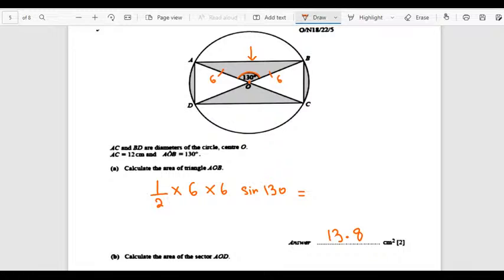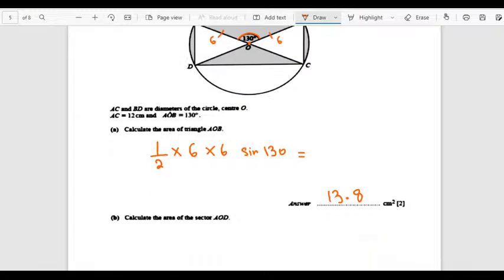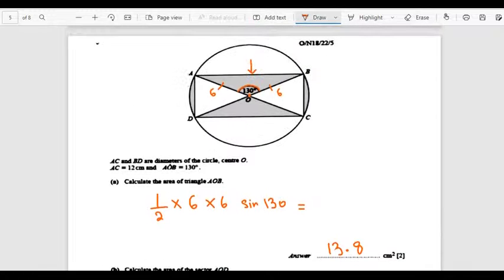Yes, ma'am. Okay. The next part says calculate the area of the sector AOD. Where is the sector? Okay, here it is A, O, and D. So I am going to rub this and now I am going to focus on AOD only. So I am interested in finding out the area of this sector. Now, how do we find area of any sector?